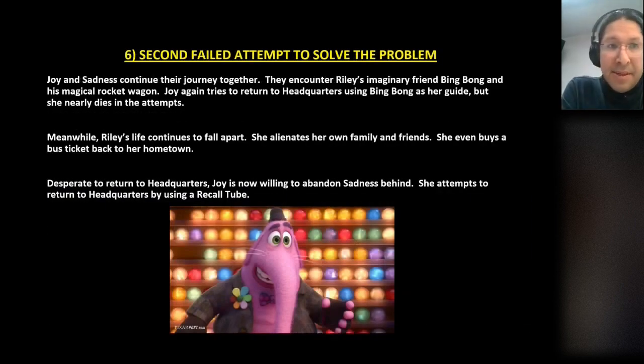Step 6. Joy and Sadness continue their journey together. They encounter Riley's imaginary friend Bing Bong and his magical rocket wagon. Joy again tries to return to headquarters using Bing Bong as her guide, but she nearly dies in the attempt. Meanwhile, Riley's life continues to fall apart. She alienates her own family and friends, and she even buys a bus ticket to go back home. Desperate to return to headquarters, Joy is now willing to abandon Sadness behind. She attempts to return to headquarters by using a recall tube.